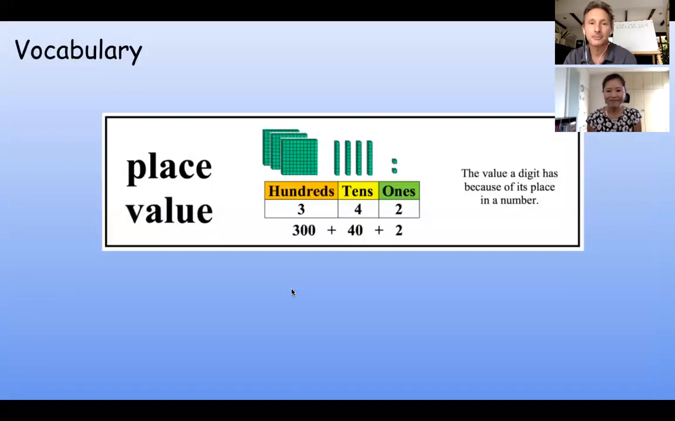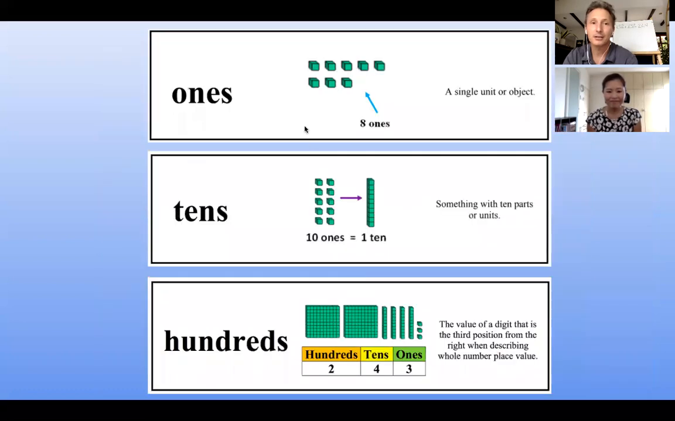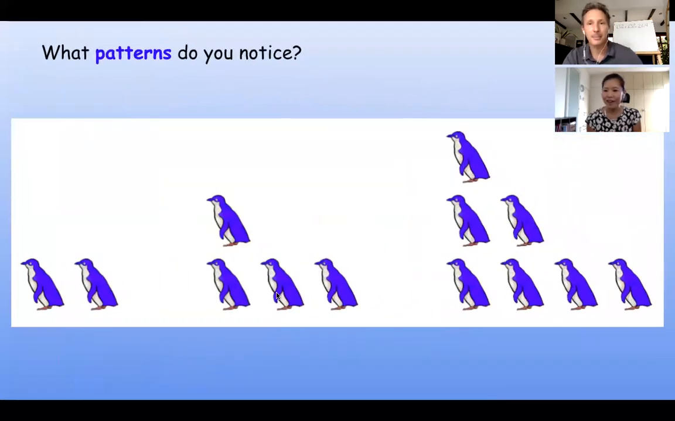Here we go. We talked a lot about place value, looking at hundreds, tens, and ones. We've also talked about addition and subtraction. And here are your ones, your tens, and your hundreds that you'll need for today's lesson. We are going to get started with our little number talk.